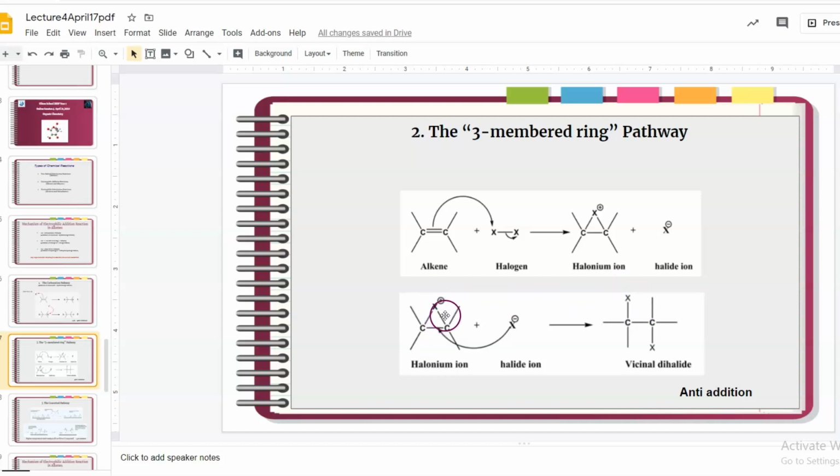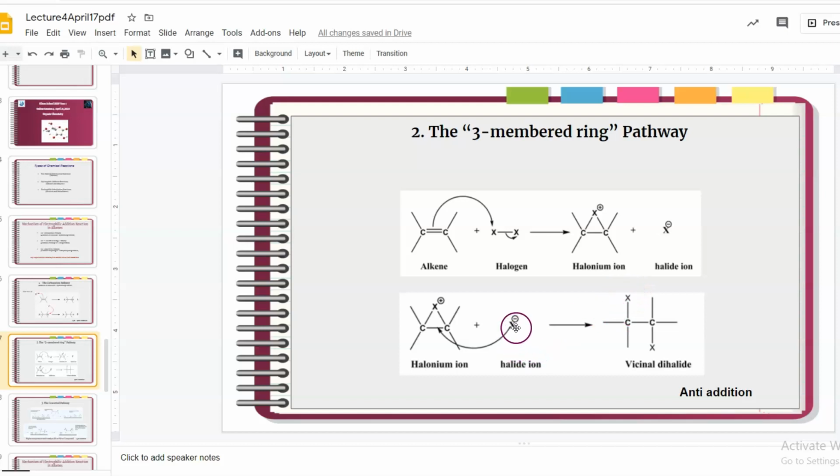Okay, there should be one more arrow here actually. Add one. So the first is the X minus would attack one of the carbon and form this carbon-X bond, and either take this pair of electron or this pair of electron and put it back to the X, and you get the CX, right?